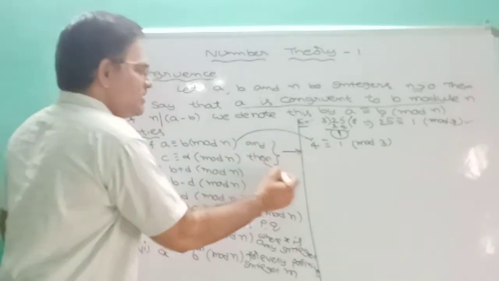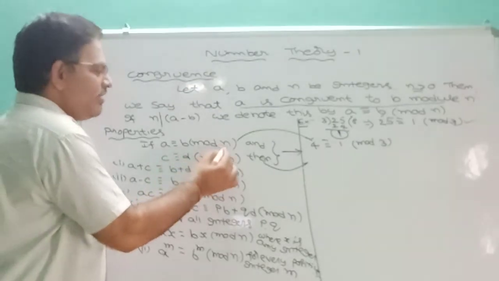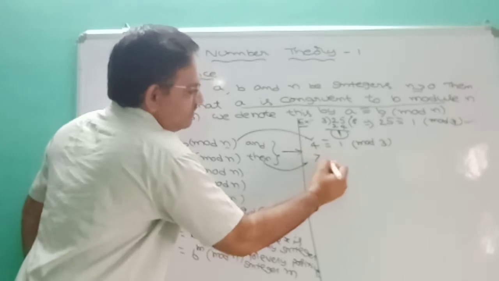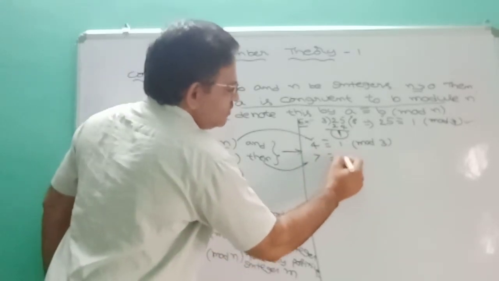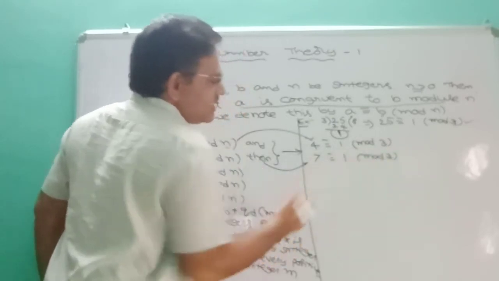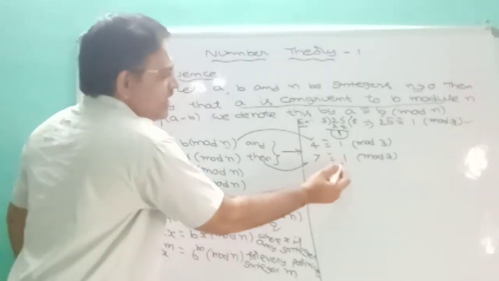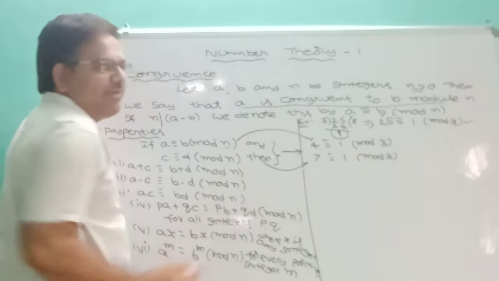Now in the same manner, the second one I am taking. For example, c is congruent to d mod n. The n value doesn't change. For suppose I will take 7 is congruent to 1 mod 3. 7 minus 1 is 6. Don't take 1 as it is; if you take any number, check it. So I will take these two congruence values.